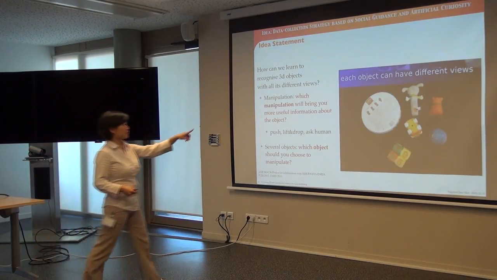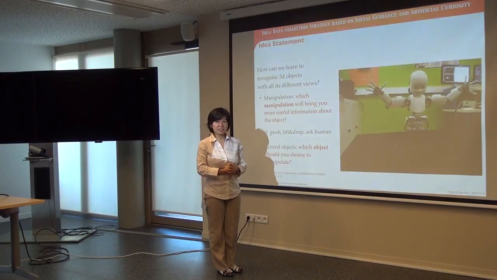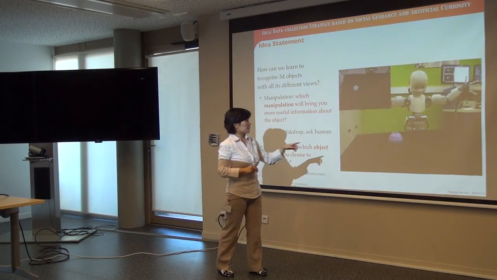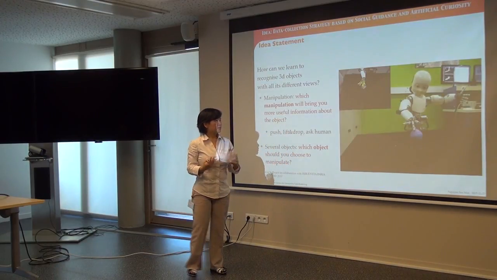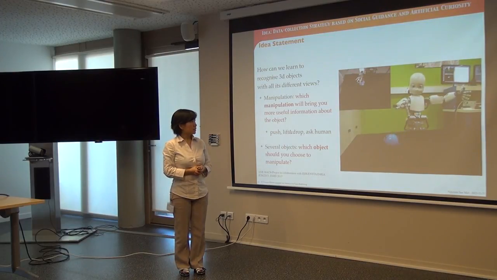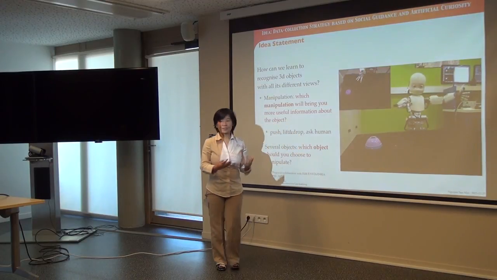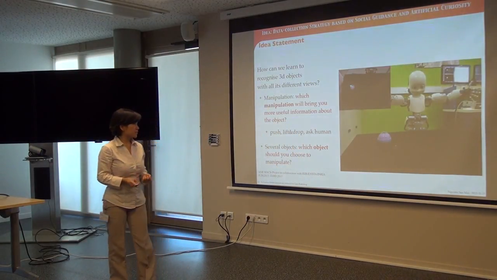So we have several objects here. We have the robot learner, this iCub, who can take this ball and lift it and drop it. By manipulating this way, the object will land in a different position. So it will generate a new image of the object, so get more information about it.